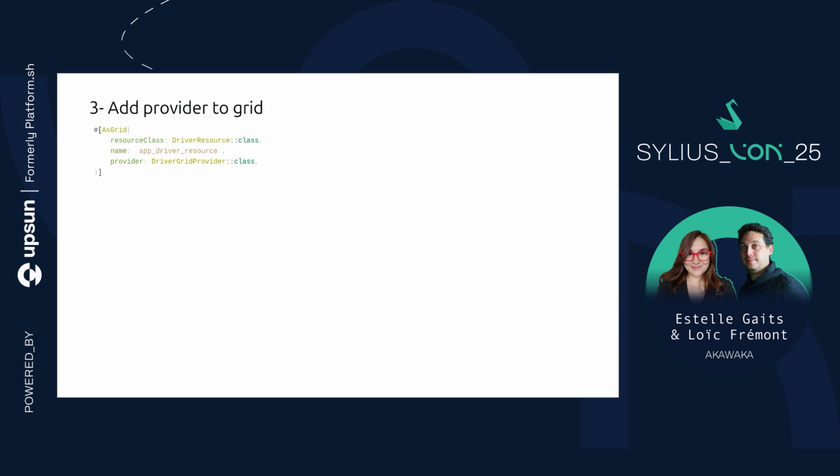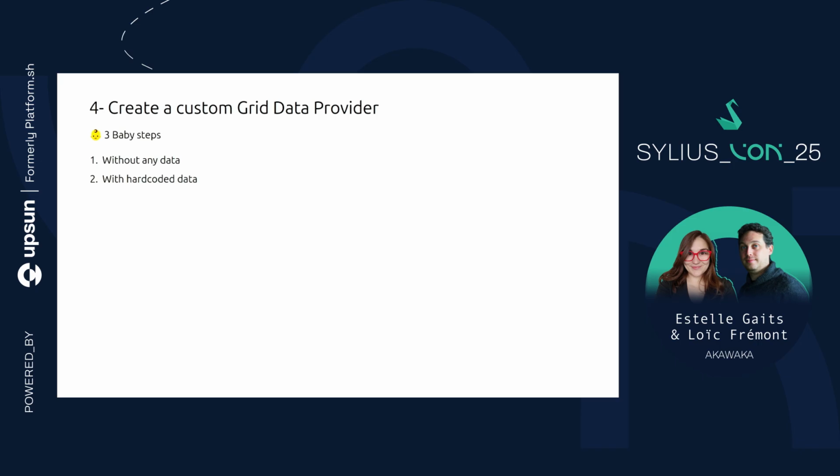And to create this custom grid provider, and in order to make things simpler for you to understand, I will use 3 baby steps, tiny steps. So take it easy, it will be very simple, I promise. First, we will create it without any data. Easy. And after, we'll use hard-coded data. And finally, we use data from the F1 API, which is a feature we will need.